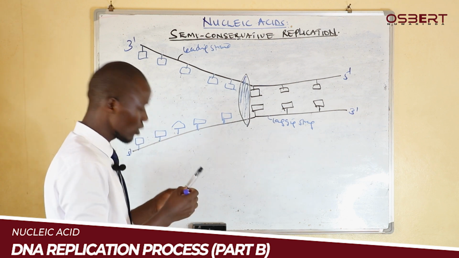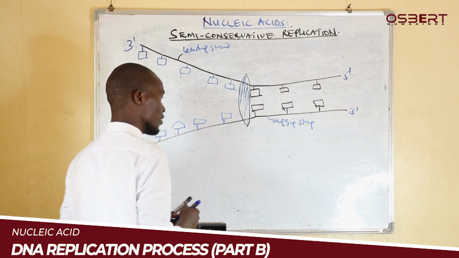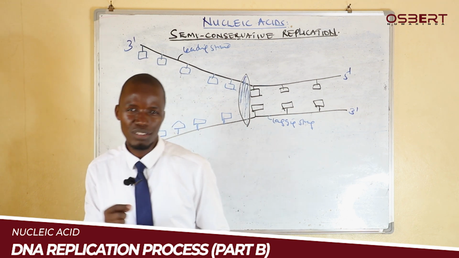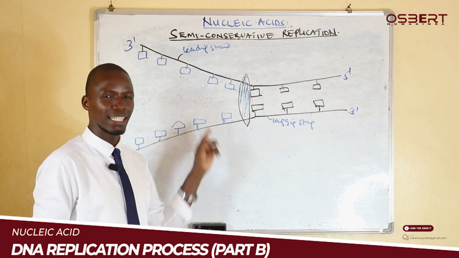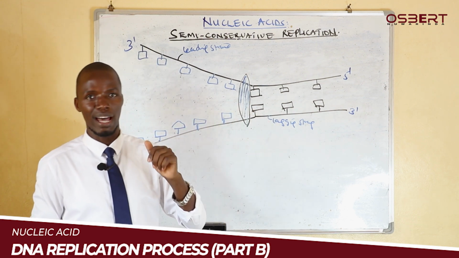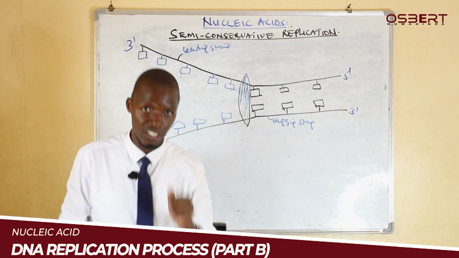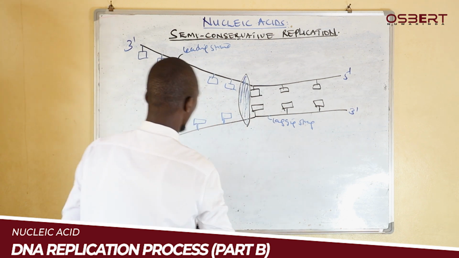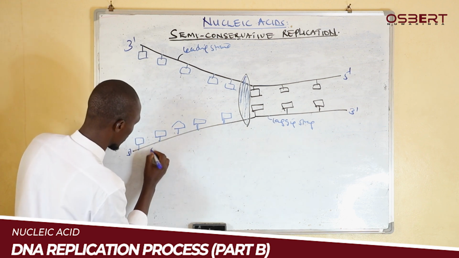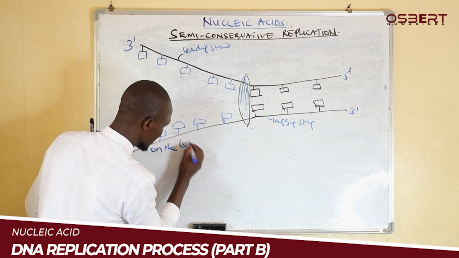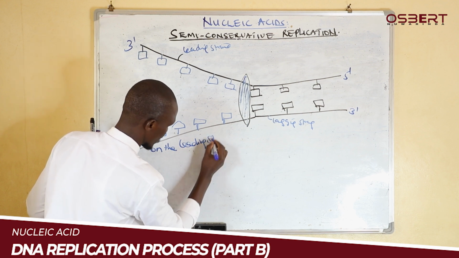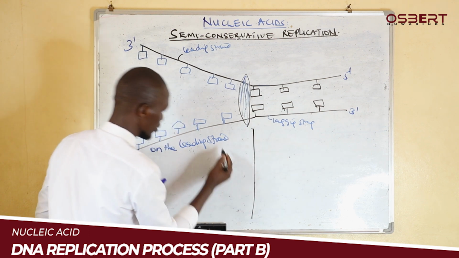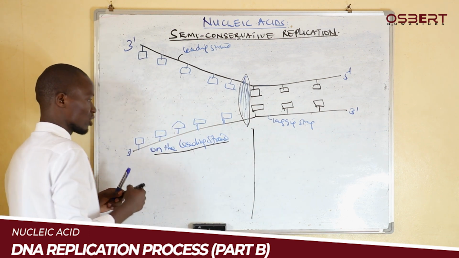Now, what happens on the leading strand? Remember, in the most recent video, we said that because these strands are oriented differently, they are therefore replicated differently. That's the statement we ended with in just the previous video. Now, what happens on the leading strand? We are going to begin with the leading strand. Why? Because we are already saying it's the leading, so it's what you're going to begin with.